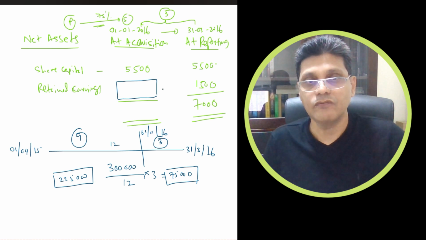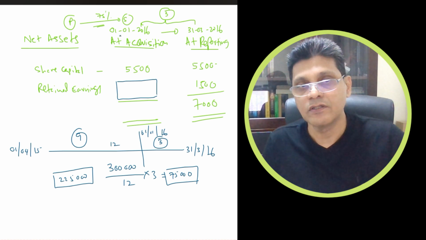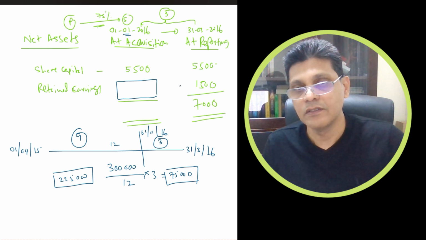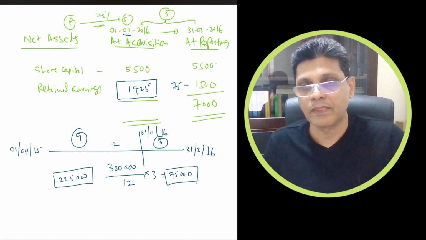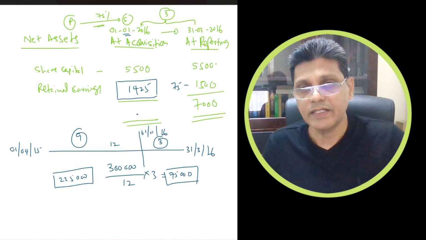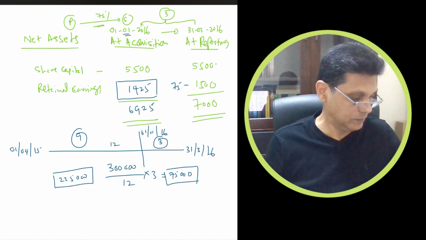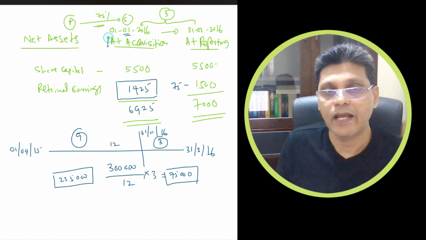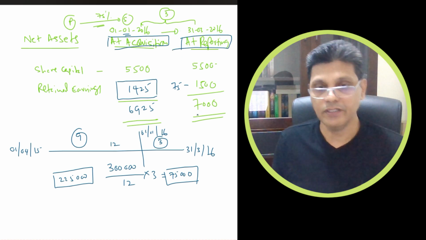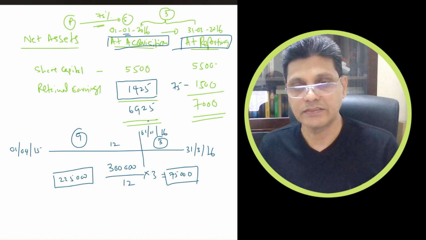So therefore, in order to identify the retained earnings at acquisition on this particular date, from 1,500 you need to deduct 75,000. So that will be 1,425,000. So therefore your total net assets is going to be 6,925. So this is the net assets at acquisition, and at the reporting date it's going to be 7,000. Okay, so first of all you need to identify that net assets.